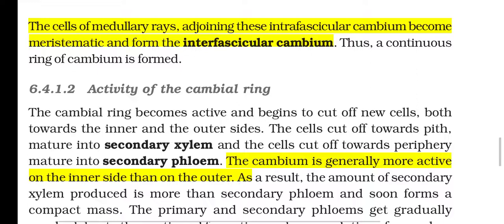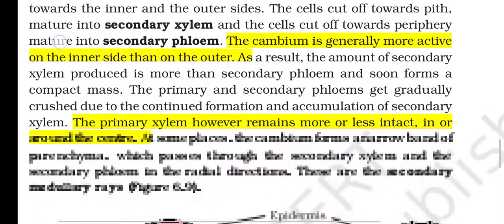6.4.1.2 Activity of the cambial ring. The cambial ring becomes active and begins to cut off new cells both towards the inner and the outer sides. The cells cut off towards pith mature into secondary xylem, and the cells cut off towards periphery mature into secondary phloem. The cambium is generally more active on the inner side than on the outer. As a result, the amount of secondary xylem produced is more than secondary phloem and soon forms a compact mass.